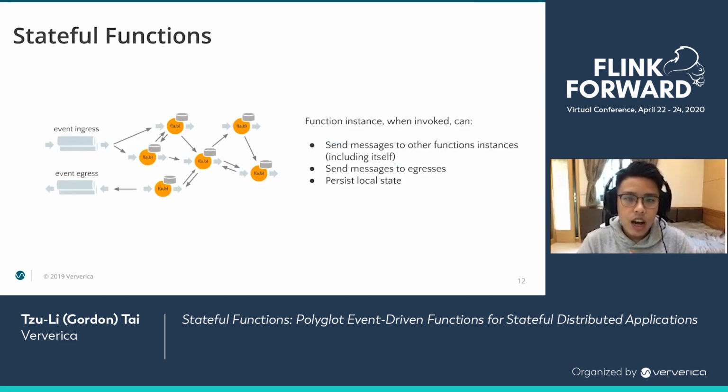So, let's take a look first at implementing the functions itself, the main core building blocks of the applications. So essentially, when functions are invoked, they can send messages to other function instances, including itself, send messages to other egresses, or persist some local state. There are also some other powerful things they can do, like schedule asynchronous operations or send delayed messages, but we won't cover all of those here. The above is the essentials of what a function does when invoked.